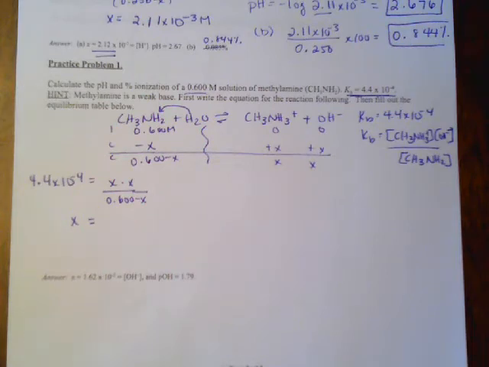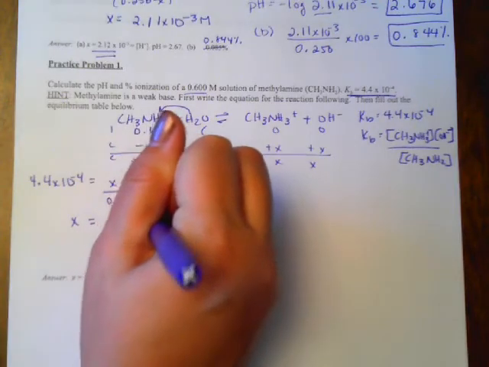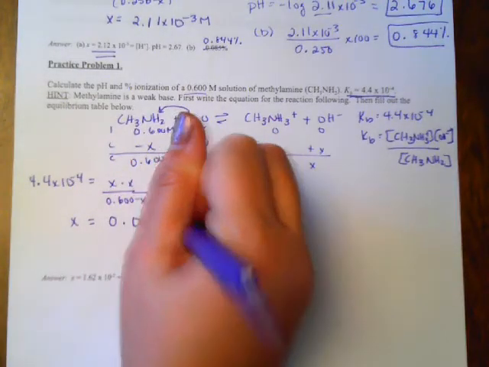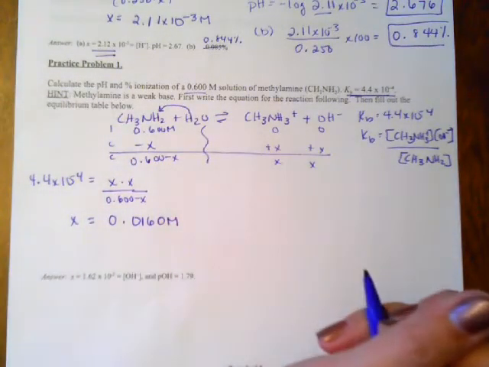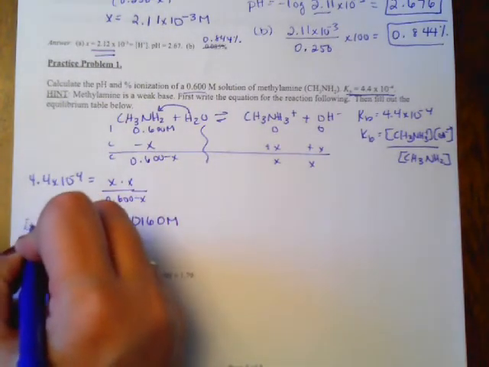So we have x squared over 0.6 minus x, and then our K value is 4.4 times 10 to the minus 4. Again, we set it equal to 0 in the solver, Alpha solve, and then we get 0.0160 molar as a concentration of our, this time remember x is hydroxide, right?